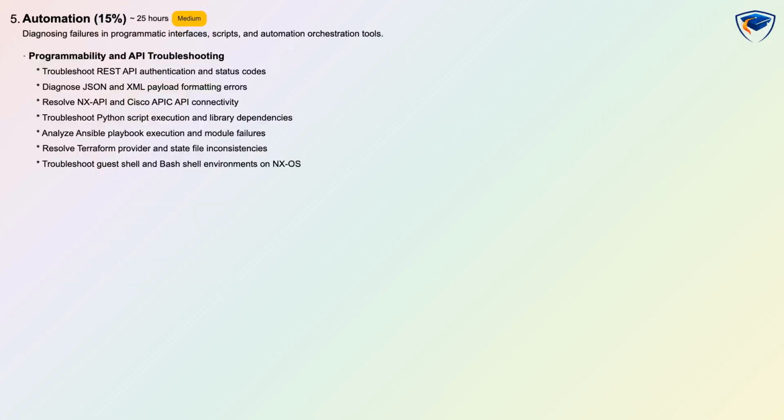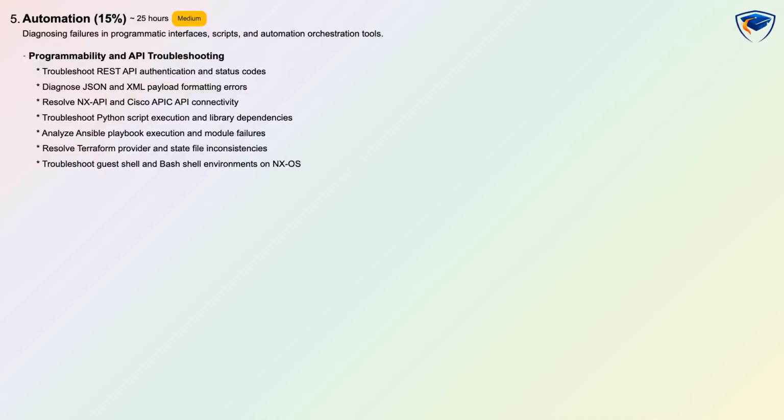Domain automation is 15%, rated medium, with an estimated 25 hours of learning and scenario-based assessment. You will diagnose programmatic interface failures including REST API authentication, status codes and NX-API or APIC API connectivity, and troubleshoot JSON and XML payload formatting and parsing errors.